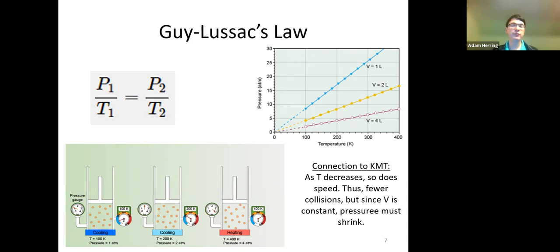Thus, we're going to have fewer collisions. But since the volume must be constant, then the pressure of the system is going to decrease when the temperature decreases. So that's the Gay-Lussac law and the other laws as well.